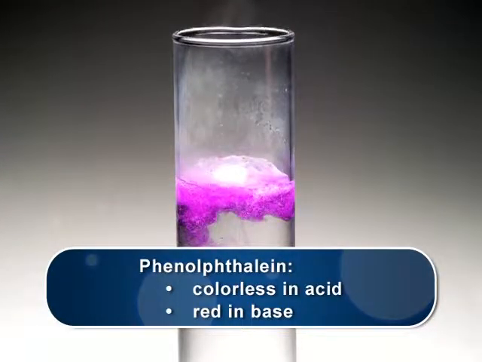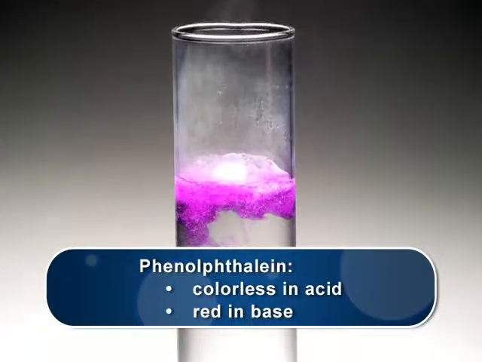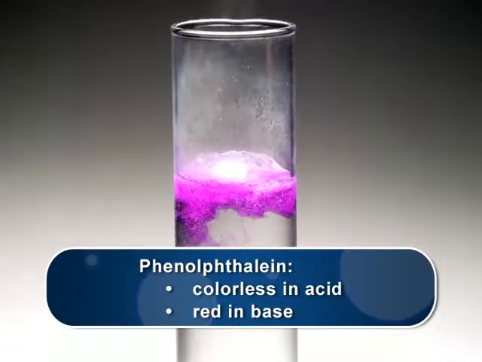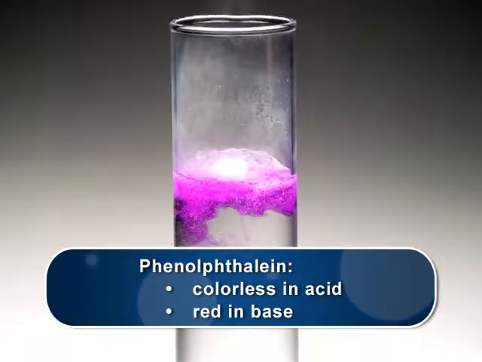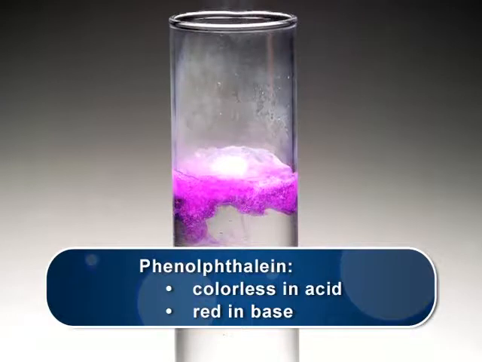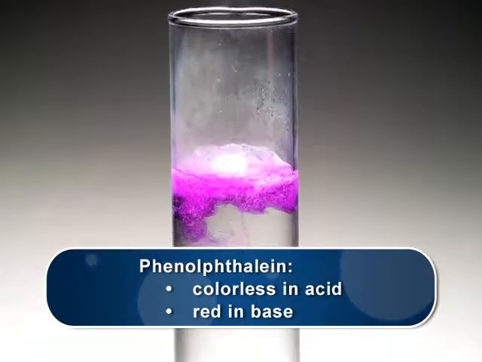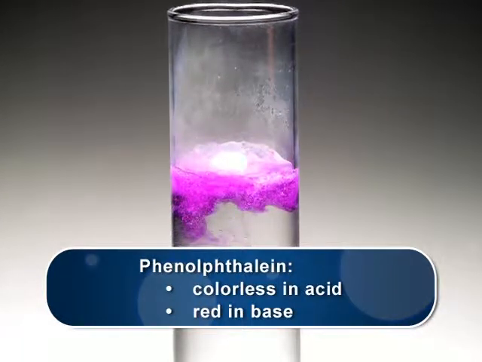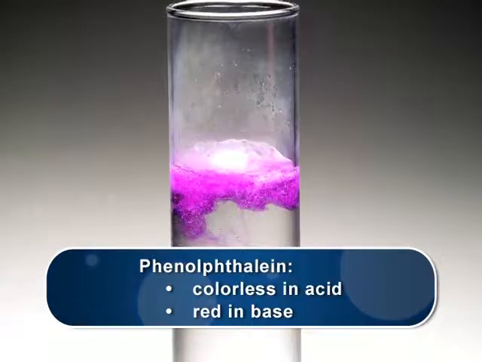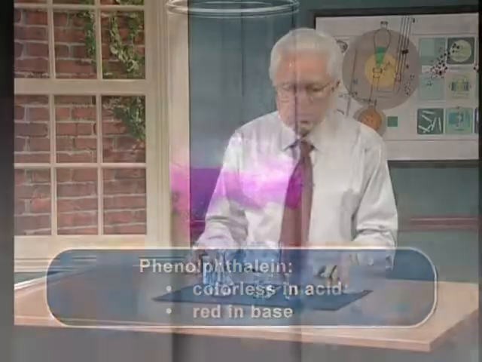Another indicator commonly used in high school is phenolphthalein. It happens to be colorless in an acidic solution and red in a basic solution. It actually is red, but it often appears more pink than red because we typically only use a few drops of the stuff in a relatively large volume of solution.